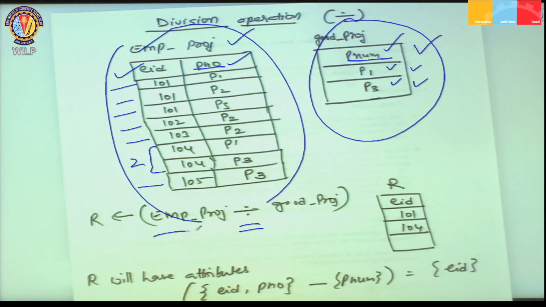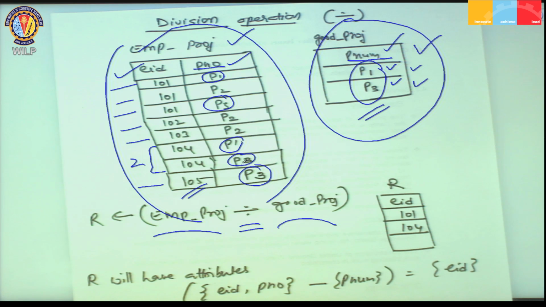So, if I say employee project divided by good projects, meaning what? Now I will go to employee project and check who are the employees who are working on all the projects listed in the other relation, that is the good projects relation. And if you carefully observe, 101 is working on P1 and P3, 102 is not there because he is not at all working on P3, 103 is also not there because he is not working on P3, and 104 of course is working on both P1 and P3, and then 105 will not be there in the result because he works on only one project, one good project, that is P3.